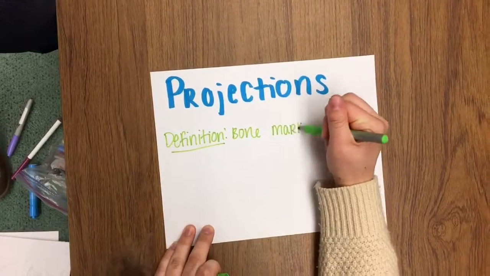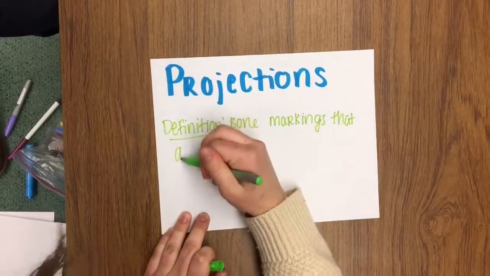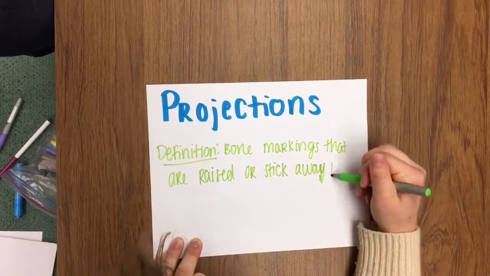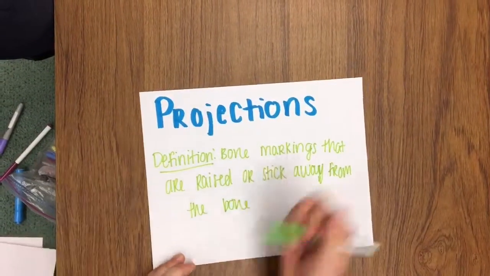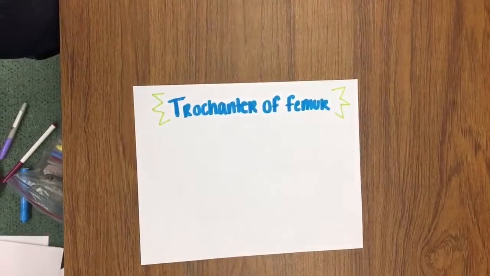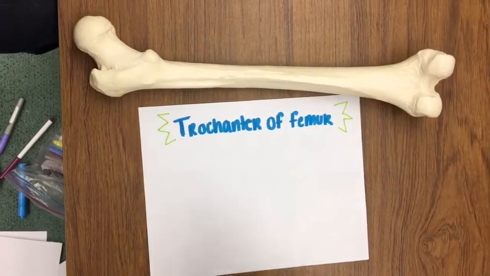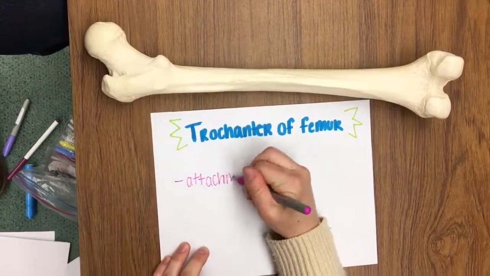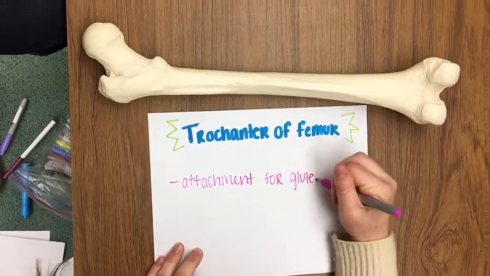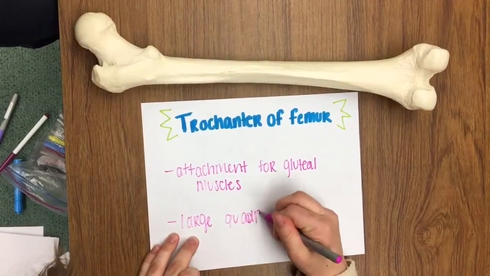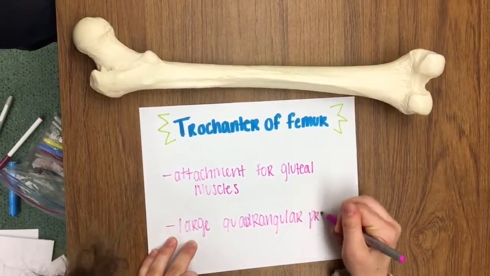Projections are markings that are raised or stick out away from the rest of the body. Often they form attachment sites for muscles and ligaments. The first example of a projection is the trochanter of the femur. It is a large quadrangular projection between the neck and shaft of the femur bone. It provides attachment for many of the muscles in the gluteal region, not including the gluteus maximus.